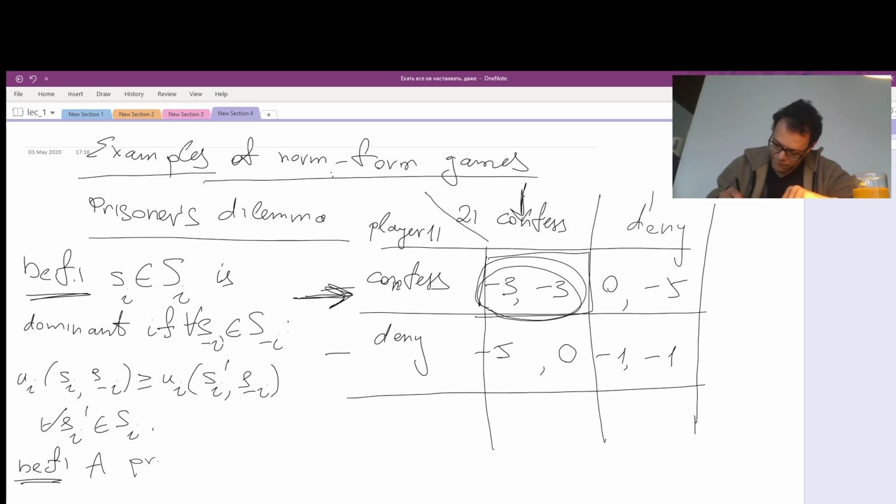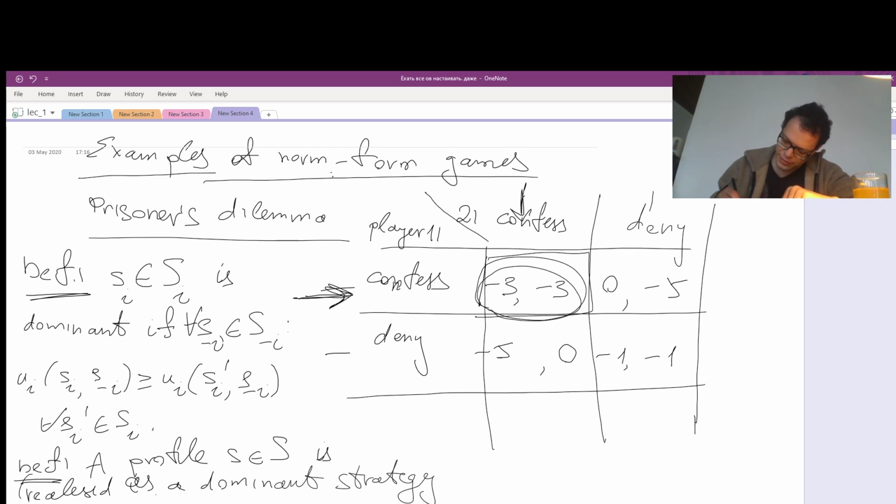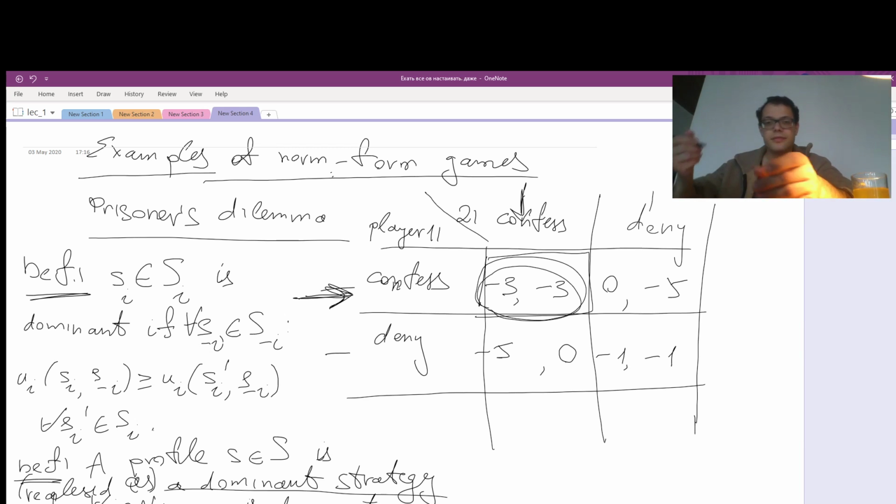So a profile s is, well, we can say realized as a dominant strategy. Realized as is maybe too long, but it's a dominant strategy if each player in this profile plays her dominant strategy. If for each i, s_i, so the ith coordinate, is dominant according to the definition above. Well, it looks ugly, but I cannot write well with that digital pen.